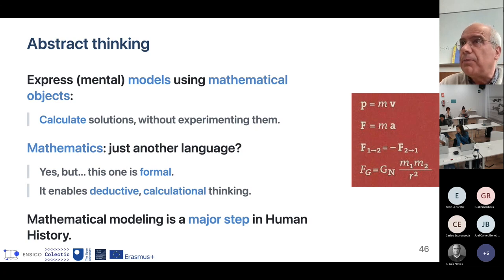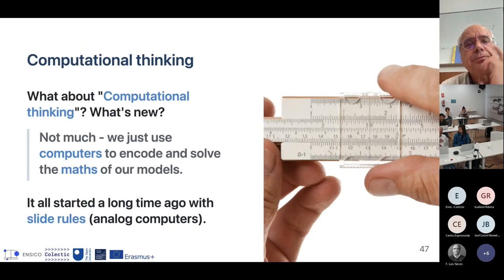You can calculate things. For instance, you have a problem of designing something in a room, and instead of experimenting with a physical object, we just build our mental model, with the dimensions, and then we build equations and we solve the equations. And this mathematical modeling is a major step in human history. It dates from very, very early times, and this is the beginning of science. Okay, that's when we start thinking abstractly.